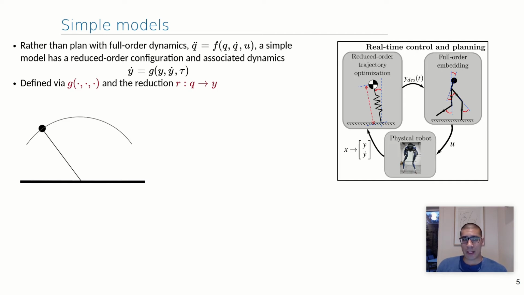For example, we might think about a simple inverted pendulum model, where the inverted pendulum is representing the position of the center of mass. In this case, the mapping R maps from joint configuration to center of mass position. And then the reduced order dynamics G represent the dynamics of a simple inverted pendulum. Similarly, we might imagine a linear inverted pendulum with the same reduction, mapping from q to center of mass, but then a different set of center of mass dynamics, in this case, those corresponding to the linear inverted pendulum.